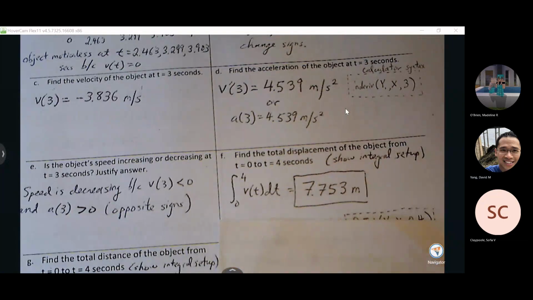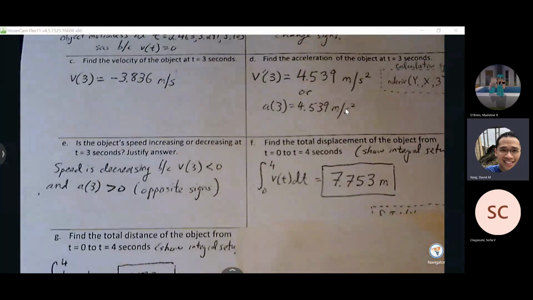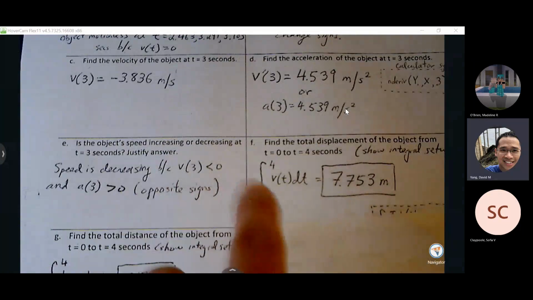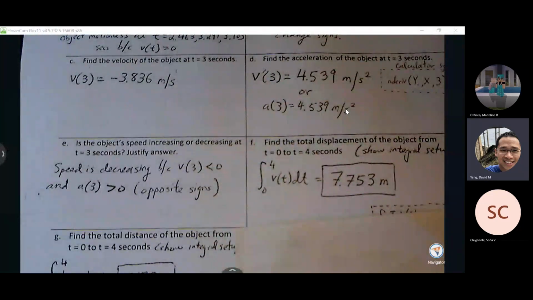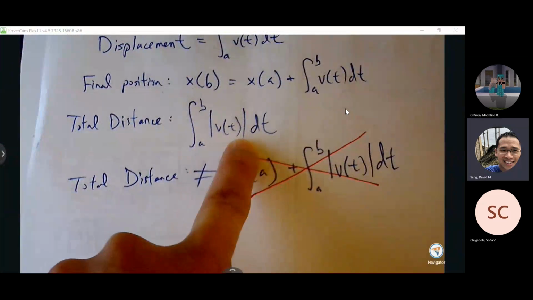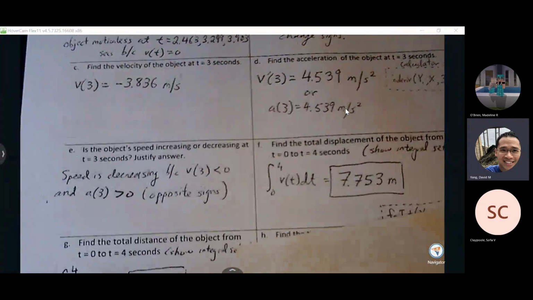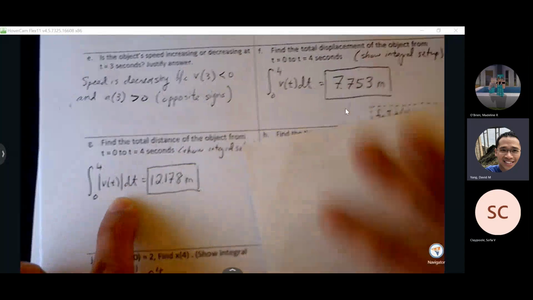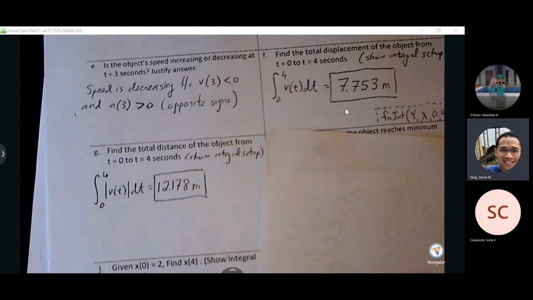Now, total distance is a little bit different. Distance is, if the object is going back and forth, imagine you're walking forwards and backwards. You're counting each of your steps. So everything is going to be positive. So total distance, you got to involve what? Absolute value. So you write out that notation, definite integral from 0 to 4, absolute value of v of t.